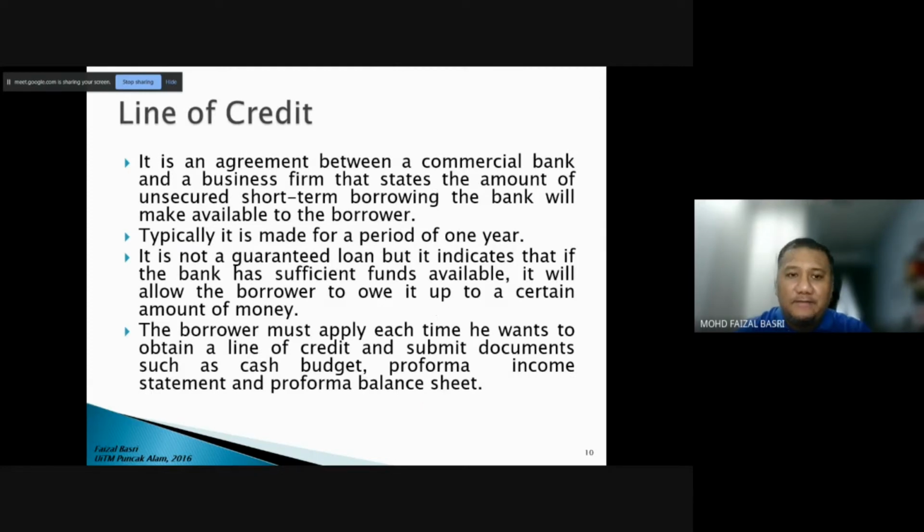Okay, next we have line of credit. Line of credit is an agreement between commercial banks and business units. It is usually given for a period of 1 year and it will be recurring. Recurring here means if you apply for a line of credit. One of the simple examples would be a credit card, for example, but it's not part of our calculation here.